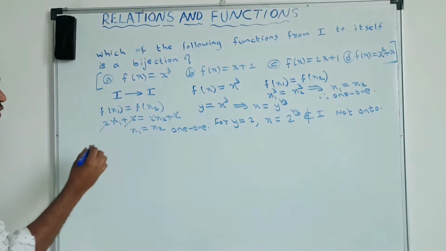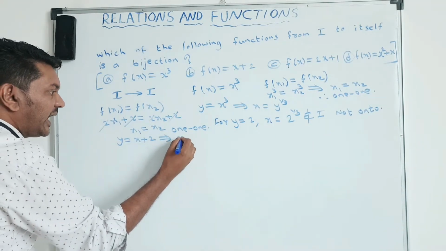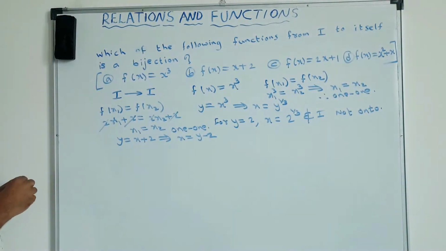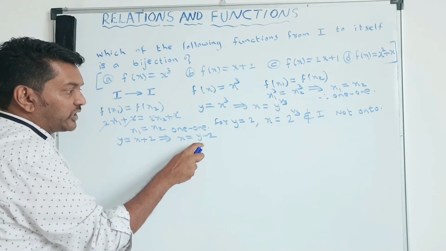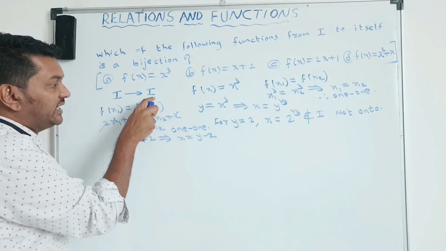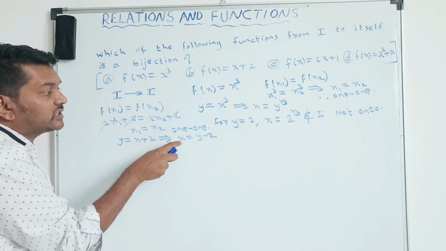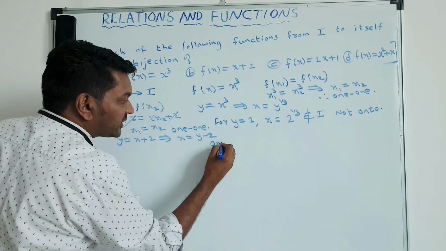Now checking for onto, I need to write y equals x plus 2. From here I will get x equals y minus 2. Now see, whatever you put for y, 0, 1, 2, 3, negative 1, anything which is an integer, you will get a value for x which is also belonging to integer. Therefore, it is an onto function.